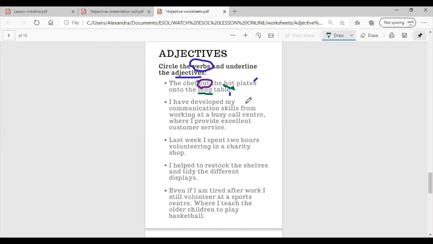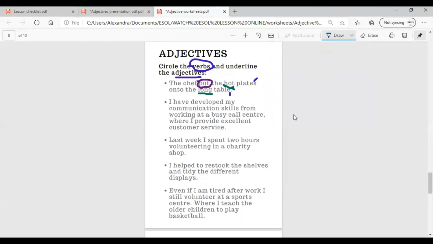So if we have another look at the next sentence, which is: I have developed my communication skills from working at a busy call centre where I provide excellent customer service. Now this is quite a long sentence, so we have to break it down a bit, but we need to look for our nouns.